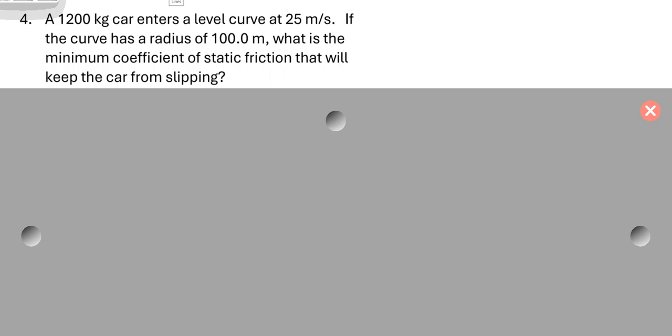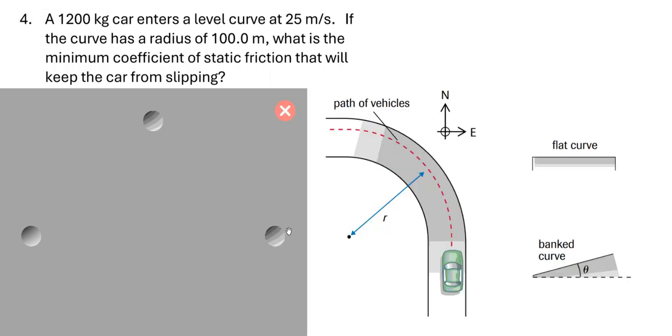This one says a 1,200 kilogram car enters a level curve at 25 meters per second. If the curve has a radius of 100 meters, what's the minimum coefficient of static friction that will keep the car from slipping? Okay, first let's take a little look at what we're talking about. This is a curve where the car is going to be moving in circular motion.